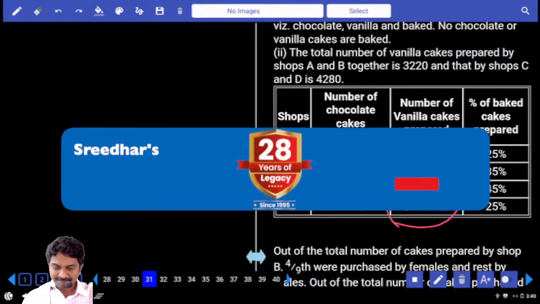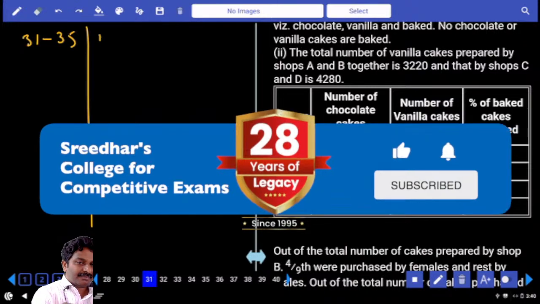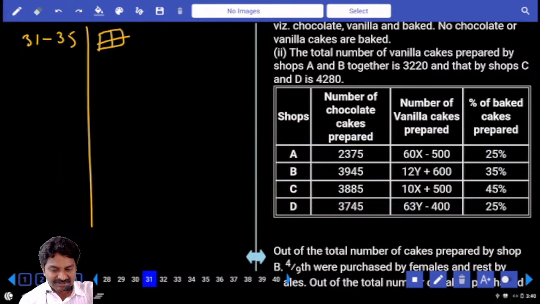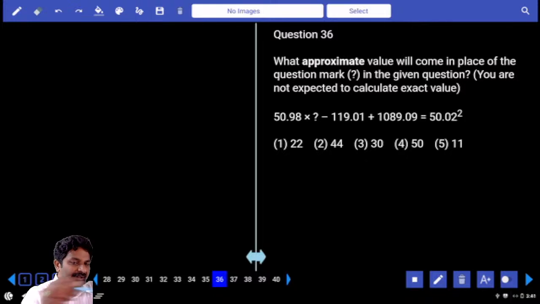Have variables here. 31 to 35, table with variables, keep it aside. Next, 36 onwards, approximations we can solve.